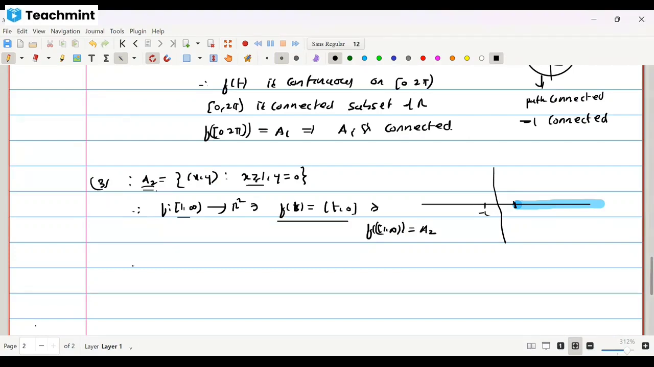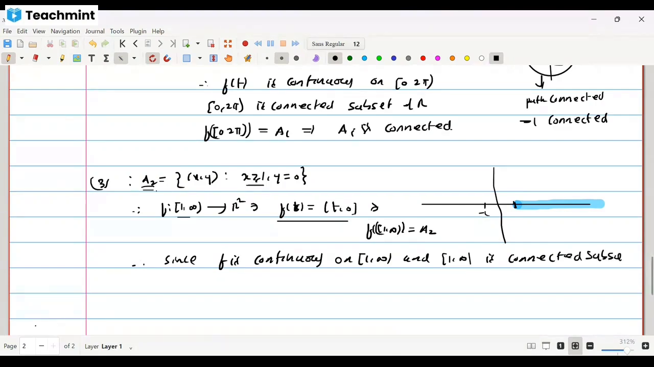But this is a continuous function, therefore since f is continuous on 1 to infinity, and the closed interval 1 to infinity is a connected subset of R, which implies that its image f of 1 to infinity, which is equal to A2, which is equal to the set of x comma 0 such that x greater than or equal to 1, is connected. Is it okay? Next one.